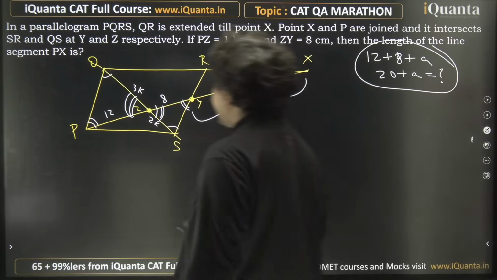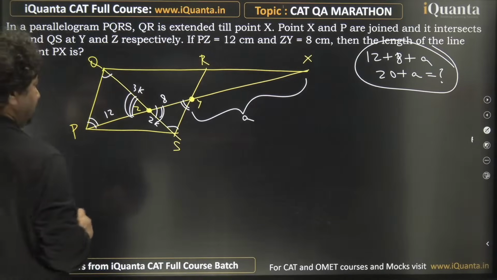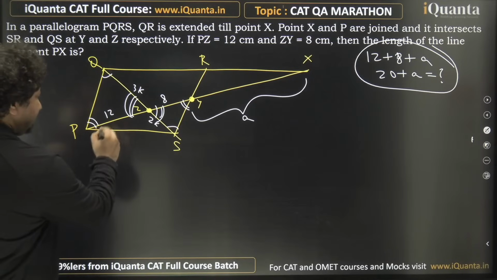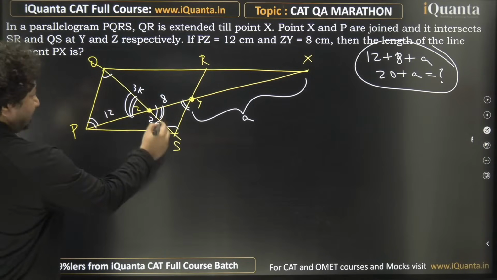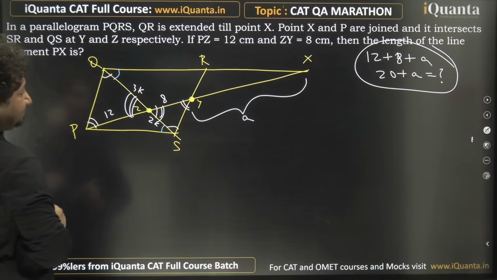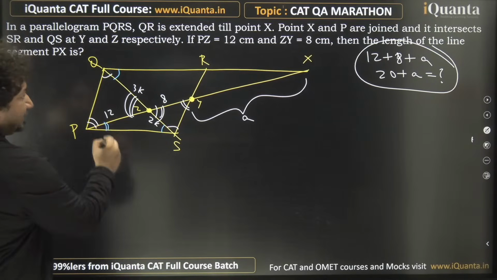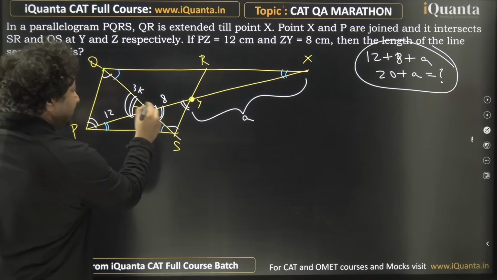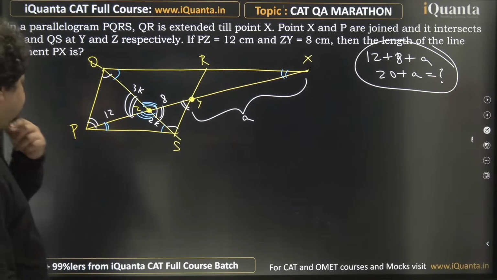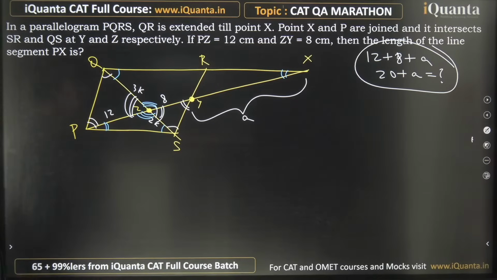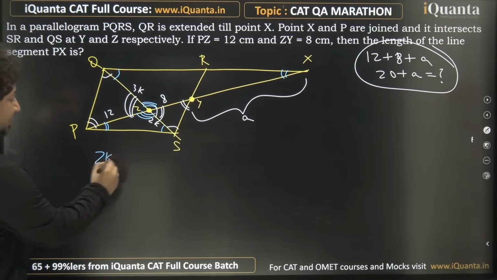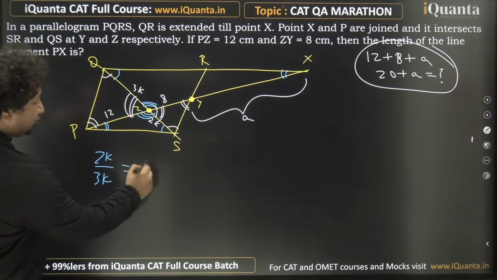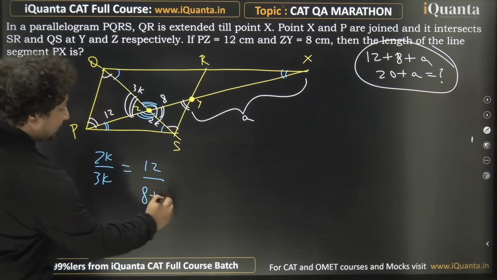Now, similarly, in these triangles, I can say, see, this angle is equal to this angle, and this angle is equal to this angle. So these two triangles are also similar, right? Which means 2k upon 3k will be equal to 12 upon 8 plus a. Am I right?